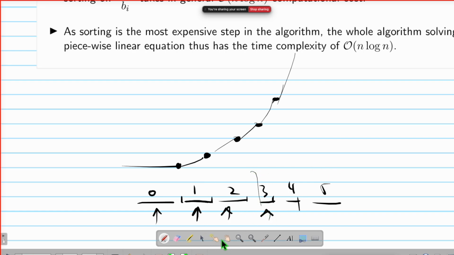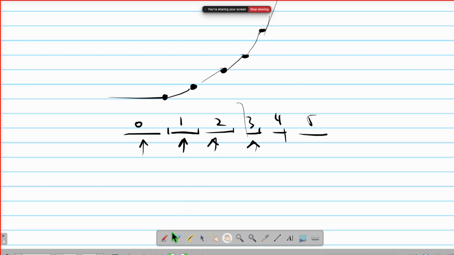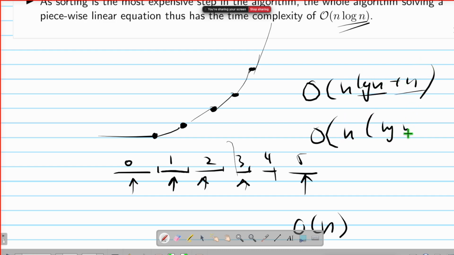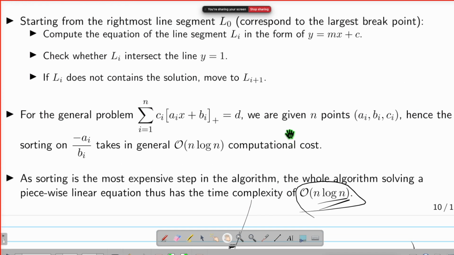Okay, testing this. What's the worst case? You have to test everything until the last one. So the worst case complexity is n. Sorting is n log n. So the worst case complexity is n log n plus n, and this becomes O of n log n plus 1. Big O notation doesn't care about constants, so the complexity of the whole thing is n log n. So therefore, how do you solve projection onto the simplex?